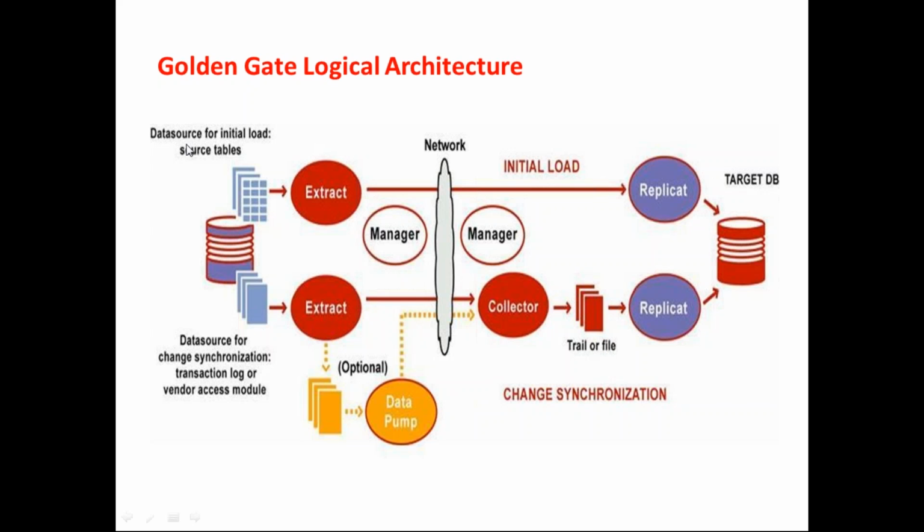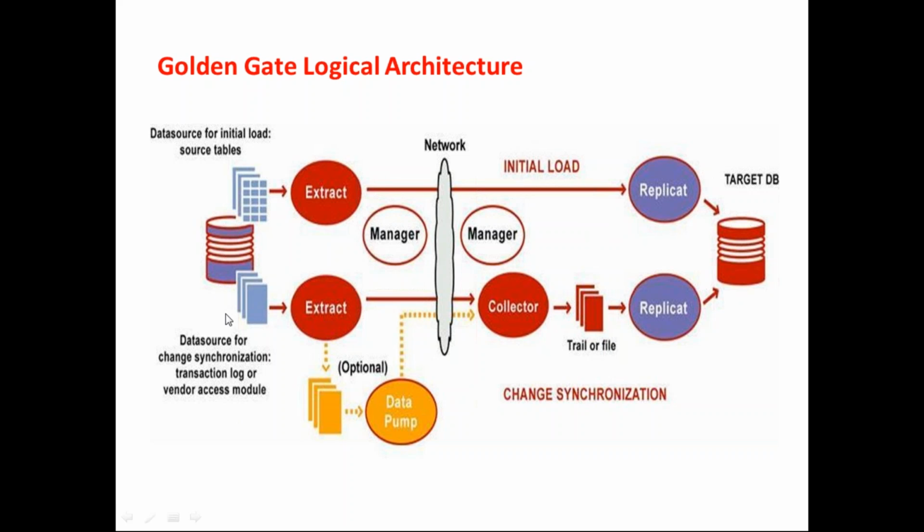Now you can see over here, let's talk about the initial load. In initial load, we are reading the data from the database and sending it to the replicate process. Then the replicate fires them on the target database. So there is no trail file in initial load, it directly sends.